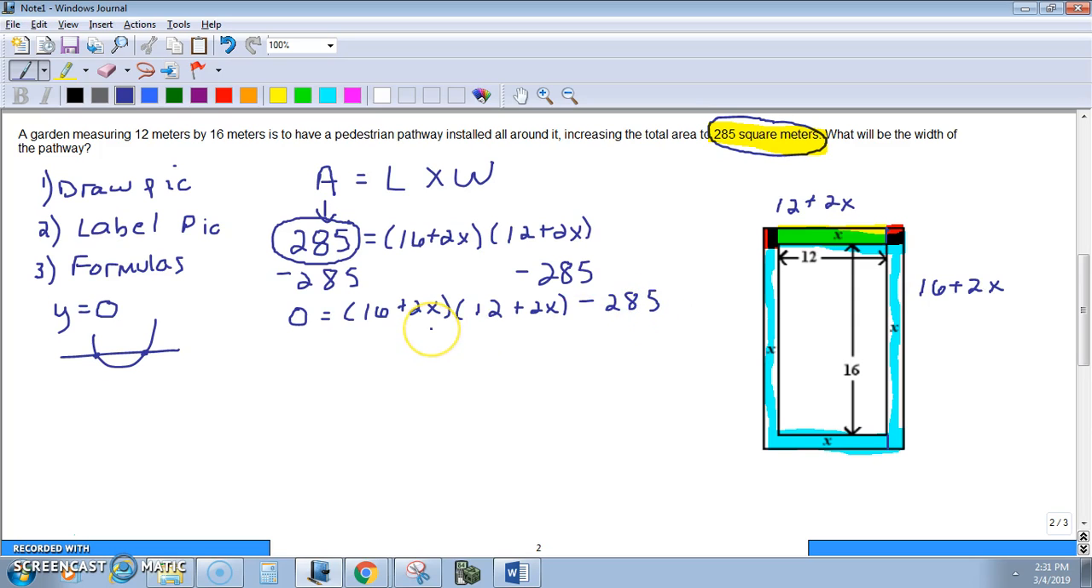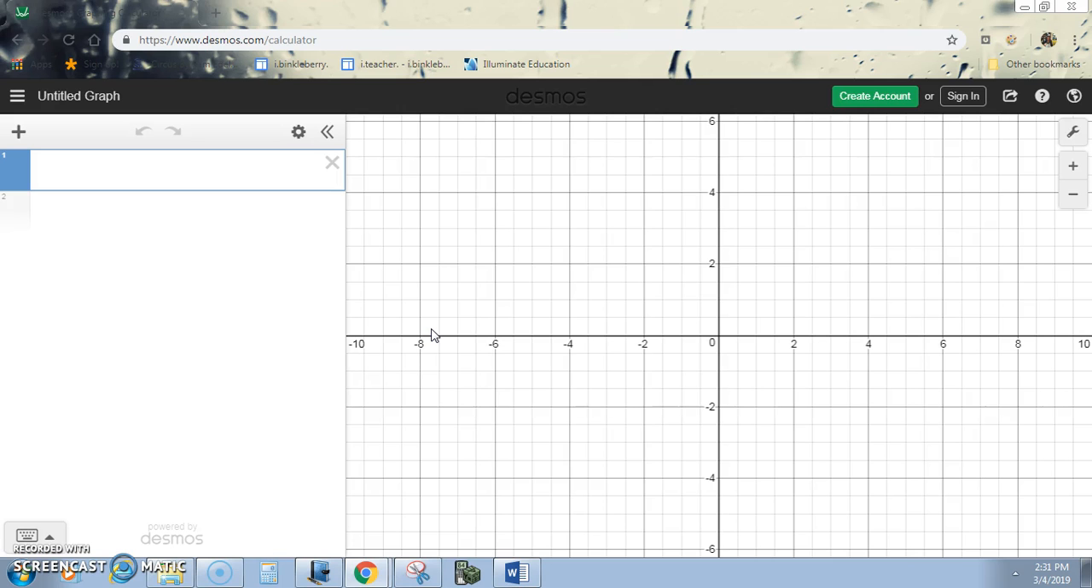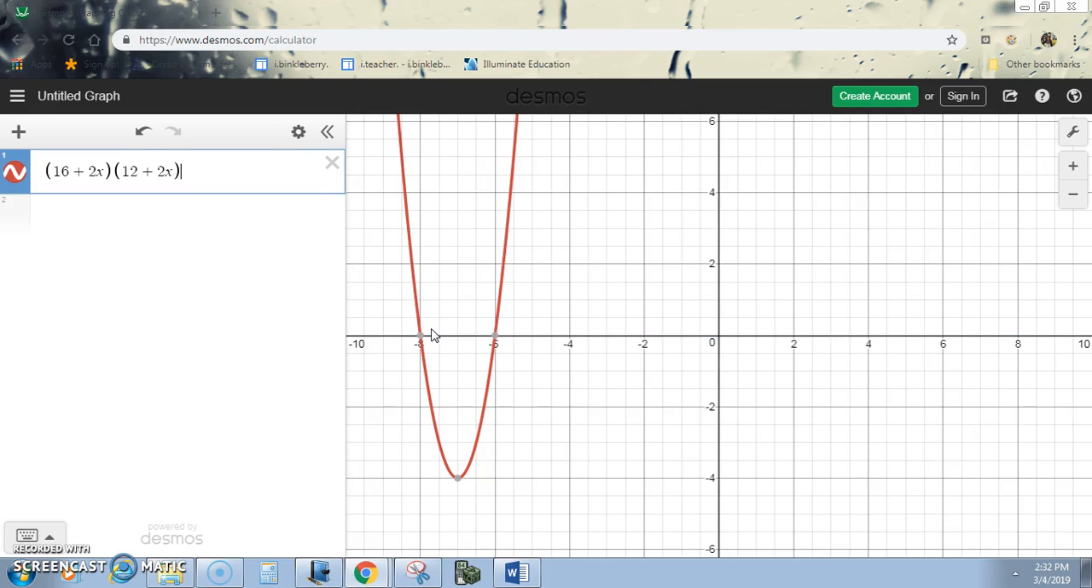So you could just put this into a calculator. Let's do that actually. Let's put it into Desmos. Parenthesis 16 plus 2x. Quite honestly, it doesn't matter which parenthesis comes first, because we're multiplying. But since the formula is length times width, that's why I did this. And then we have 12 plus 2x. Okay, there's our parabola, but don't forget we need to minus 285.